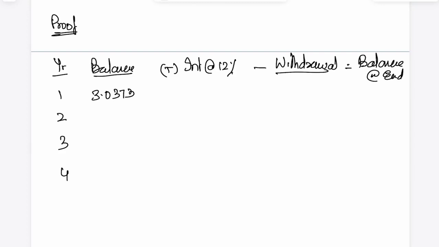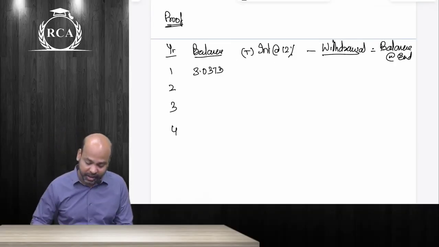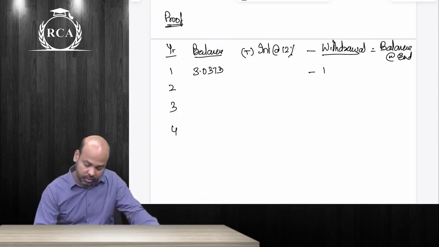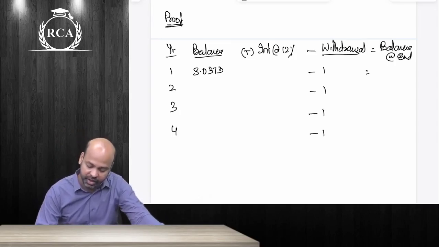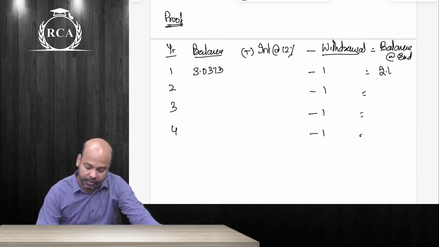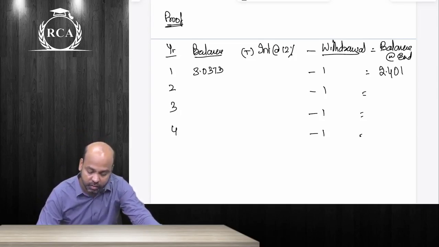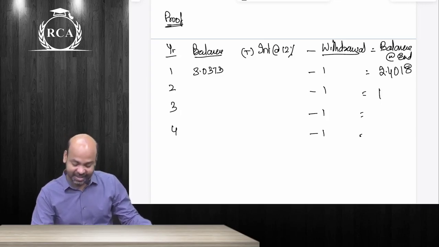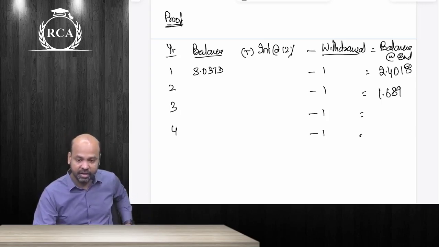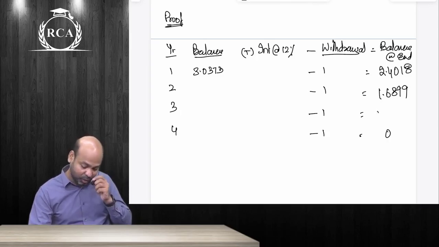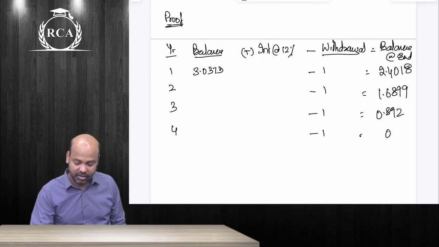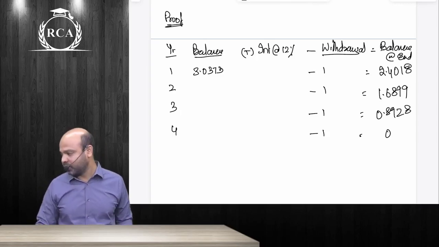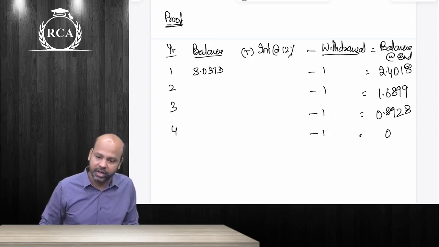Yes, guys. Are we done with this? What is the balance that you have at the end of the first year? There is a withdrawal of 1 rupee every year. At the end of the first year it was 2.40117. Next, 1.689. Oh, in the last it is 0, beta. You will have a balance of 0 rupees, beta, in the end. Are we clear about this?